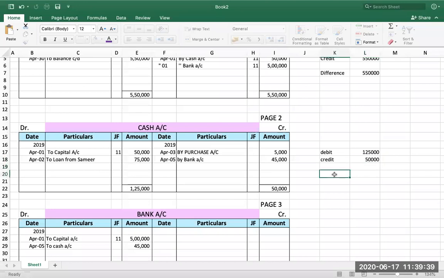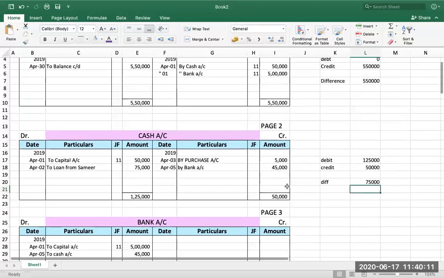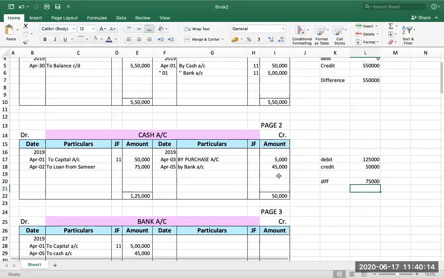If you now find the difference of the two, it will be 75,000. This is your difference, 75,000. This means your credit side is less than your debit side by 75,000. So this 75,000, which I said you have to write on the shorter side, the shorter side is the credit side. So you'll write this 75,000.